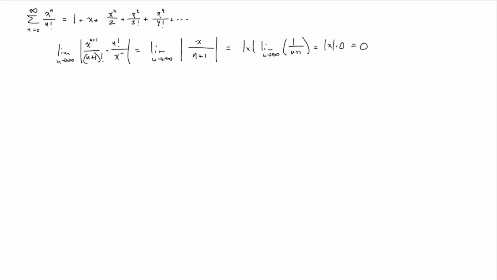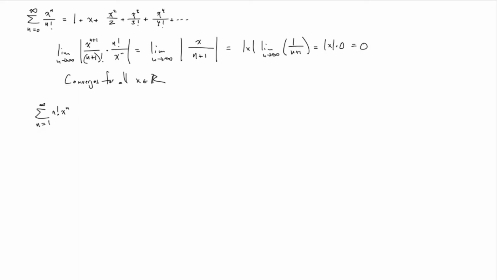And that limit is equal to 0, so we have the absolute value of x times 0, which is 0 for any real number x. And since 0 is less than 1, the ratio test tells us that this series converges for all real numbers.